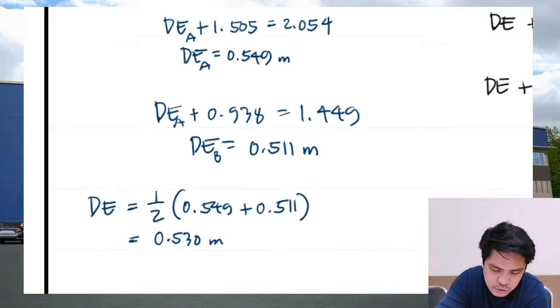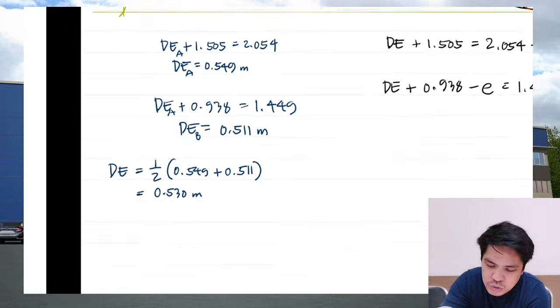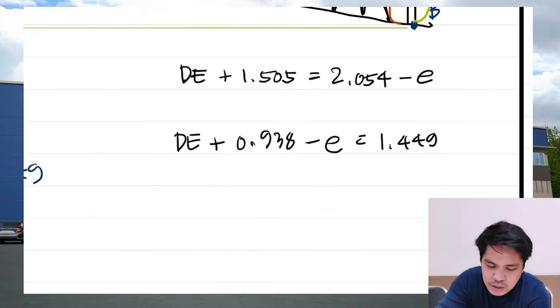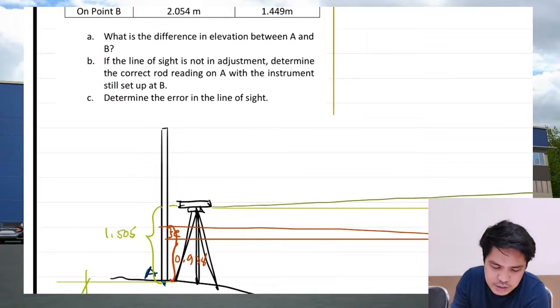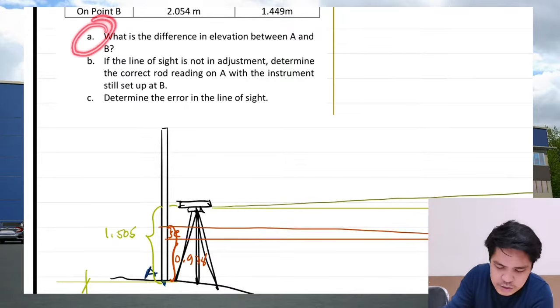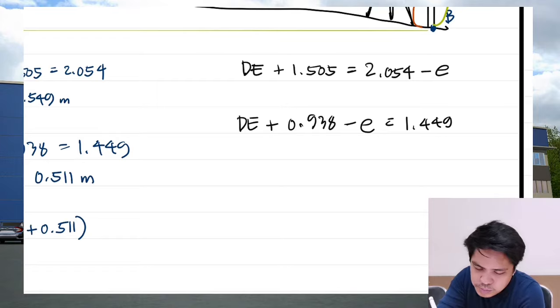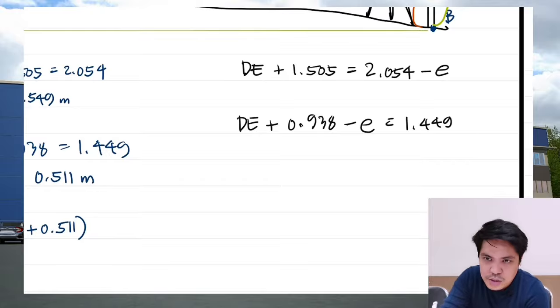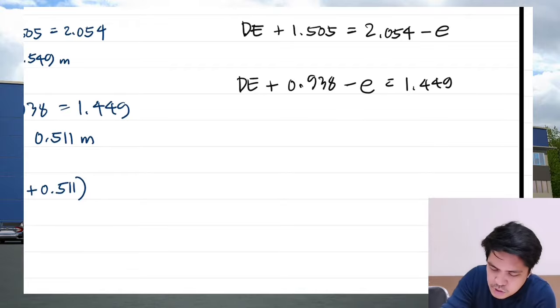Ito, yung una nating solution is for, di pa natin introduce yung error. We just took the average of the two. So ito naman, if we consider now the error and we'll take or we'll solve simultaneously the difference in elevation as well as the error. Para ma-solve natin yung both letter B and letter C. Okay? And ma-correct din natin yung sa letter A. Okay? So, solving this simultaneously, there are many ways of solving this. Pwedeng gamitin na lang natin calculator or pwede gamitan natin ng calcio. Or substitution na lang.